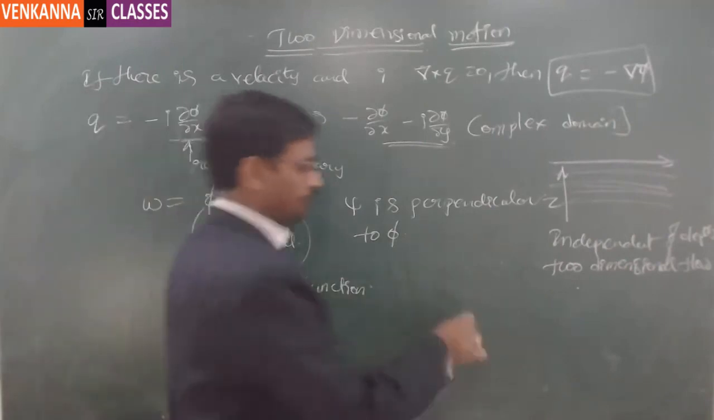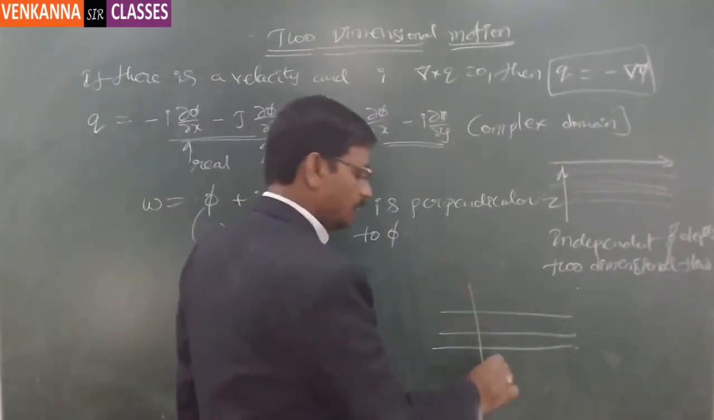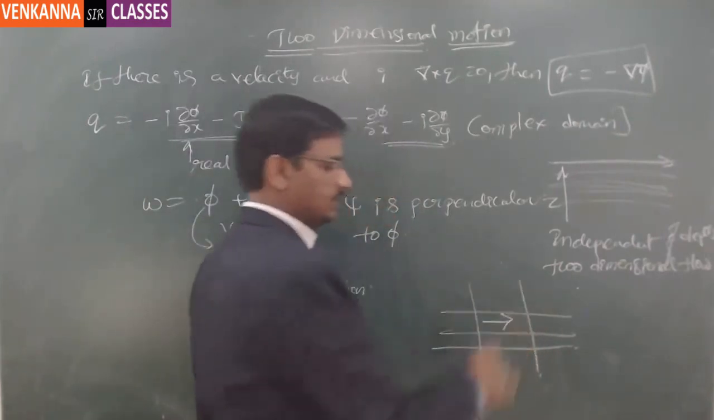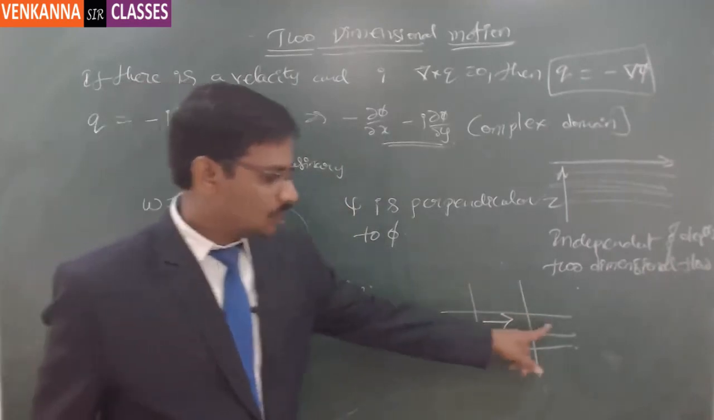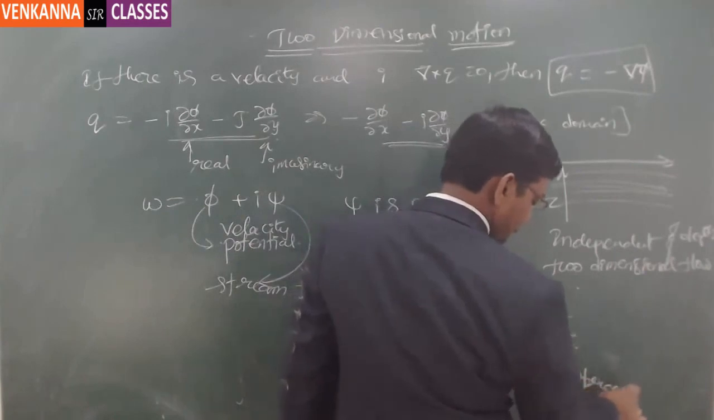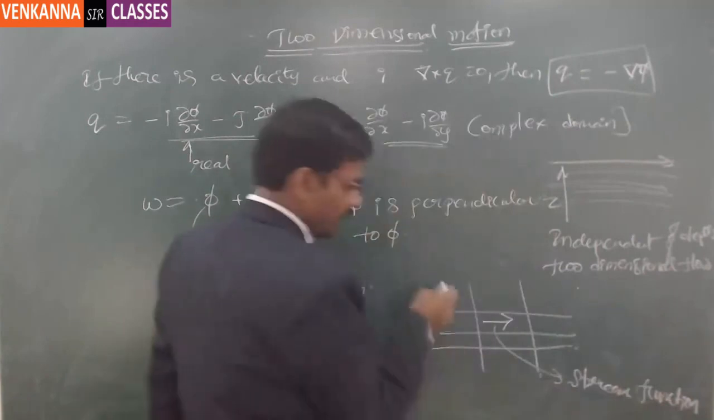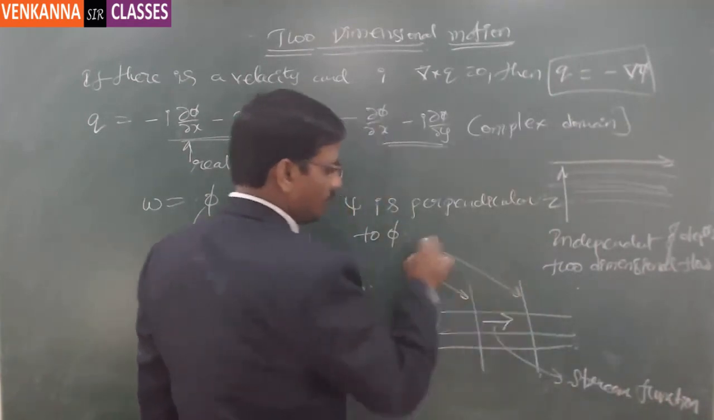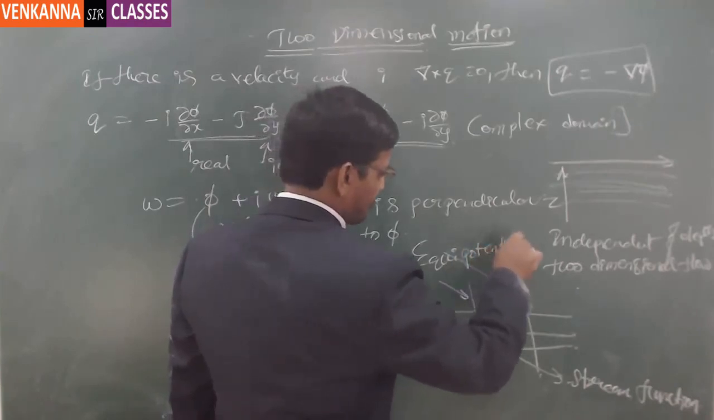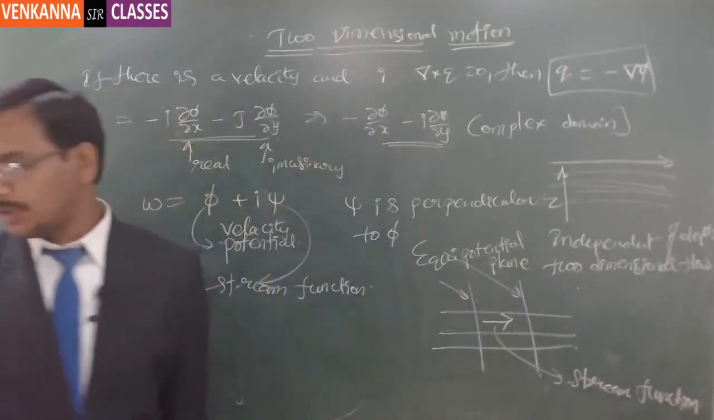That means if there is a water flow like this, and on this water flow there is an equipotential plane here, and another equipotential plane here, and the flow is in this direction, then this flow direction is represented by the stream function, and these planes are equipotential planes. And this potential is the velocity potential. Got it?